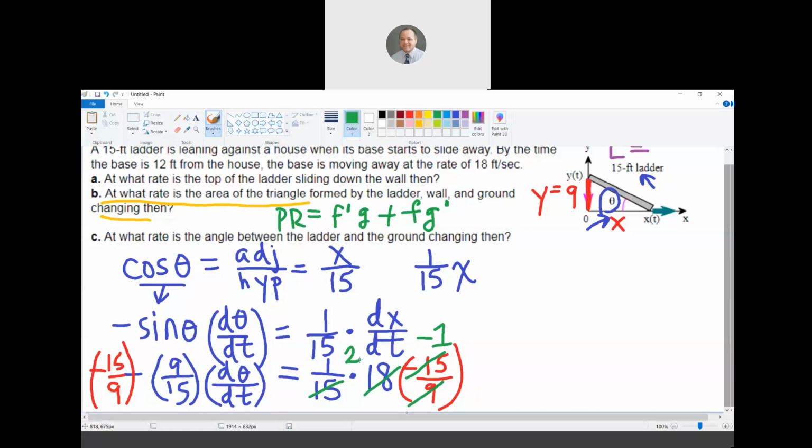So the rate at which our angle is changing with respect to the ladder and the ground in terms of time is exactly negative 2, whatever units MyMathLab gives you. I want to say radians per second, but again, MyMathLab will, if I remember correctly, supply the units for you.